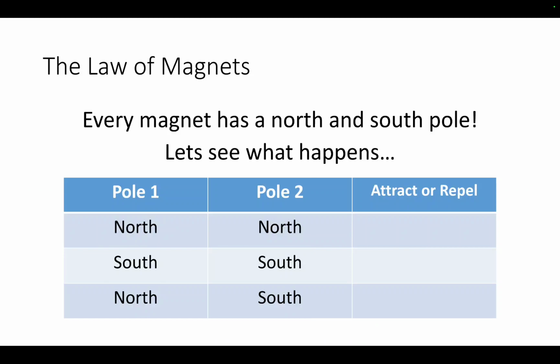Okay, now you probably all know this, but the laws of magnets. Every magnet has a north and south pole. Let's see what happens. If you put two norths together, you probably already know this, but they will repel. The south and the south, so they're the same, so they will repel as well. And opposites attract, so north and south, or south and north, they will attract.